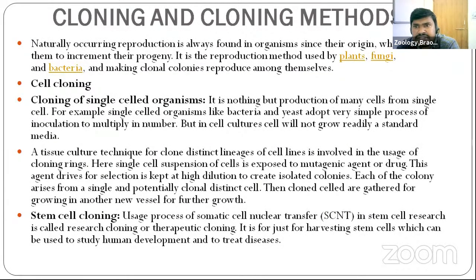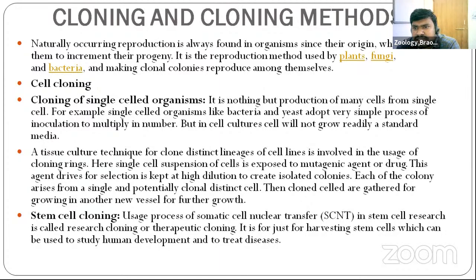Naturally occurring reproduction is always found in organisms since their origin, which makes them increase their progeny. It is the reproduction method used by plants, fungi, and bacteria, making clonal colonies that reproduce among themselves. Cell cloning, cloning of single cell organisms, we first have to learn, and stem cell cloning. Cell cloning is nothing but production of monocells from a single cell. For example, single cell organisms like bacteria and yeast adopt a very simple process of inoculation to multiply in number.